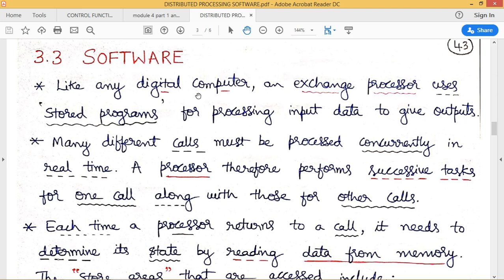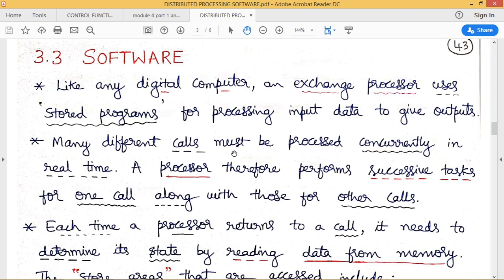We know how a digital computer operates. A digital computer will have its own software. With the help of those software, or the programs that are written into this computer, depending upon what programs are stored inside the digital computer, its operation will be decided. Of course, a digital computer takes input as well as it produces output. In the same way, our SPC exchange processors also use the stored programs that are available inside its memory for processing input data to provide required results or outputs.